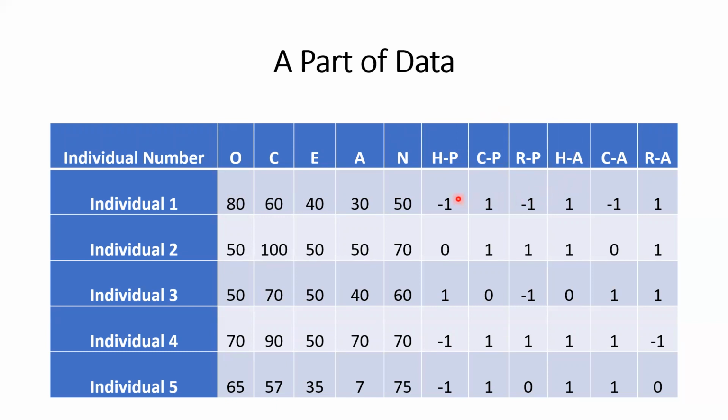So it could be -1, which means that after watching the scary movie, the pleasure decreased for this individual. For this individual, no change. And for this individual, for example, the pleasure increased. So that's how I came up with these data.